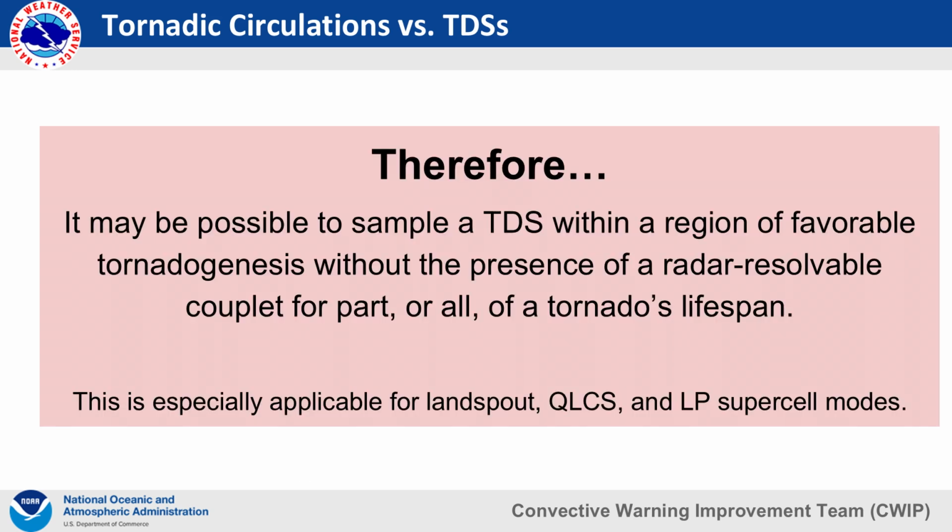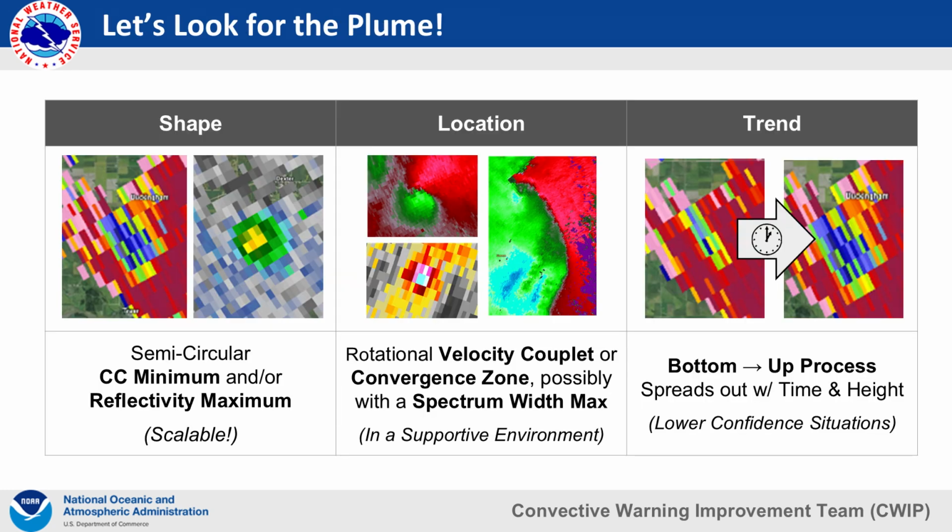So, putting that all together, this is a really key point: it may be possible to sample a TDS within a region of favorable tornado genesis without the presence of a radar-resolvable couplet for some or even all of a tornado's lifespan. And this is particularly applicable for, say, landspouts, QLCSs, or even LP supercell modes. So with this in mind, let's go beyond product-based thresholds and actually look for the plume.